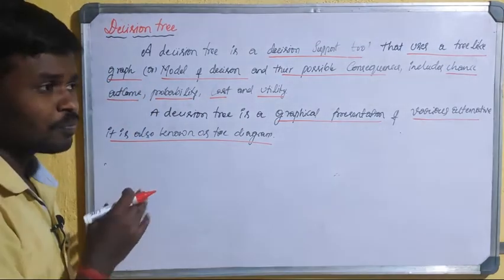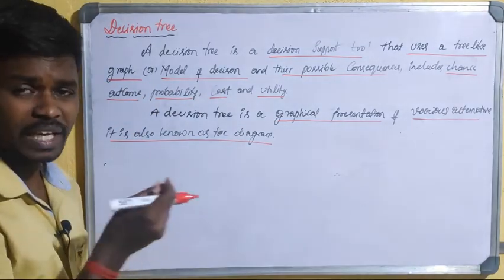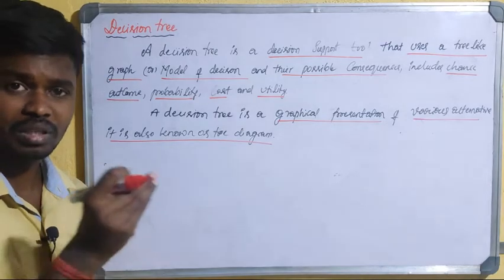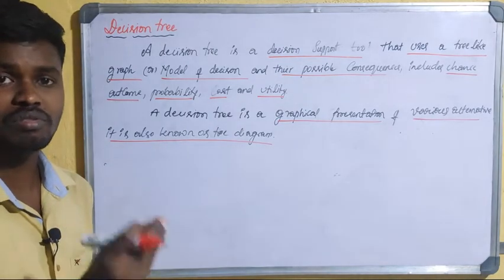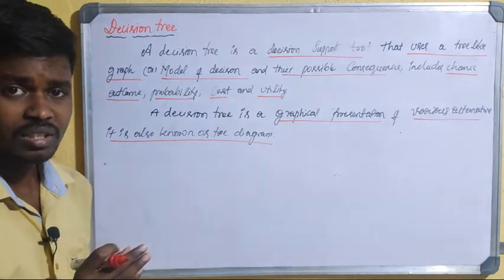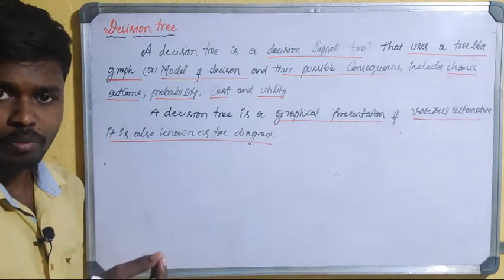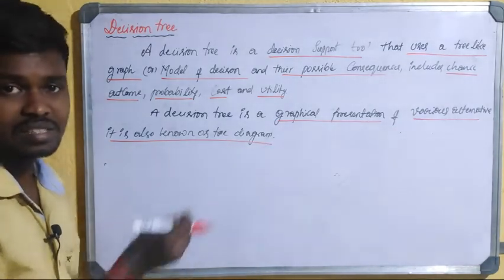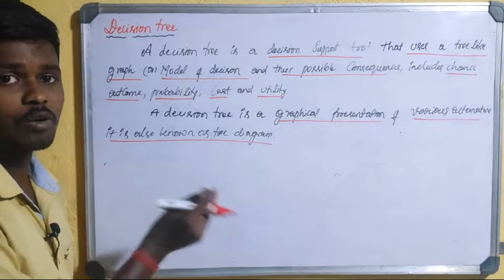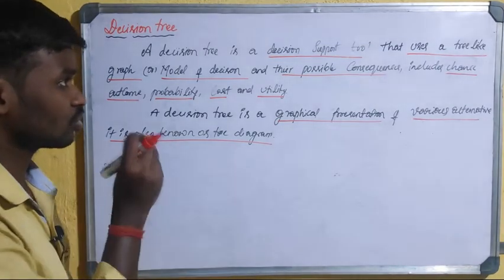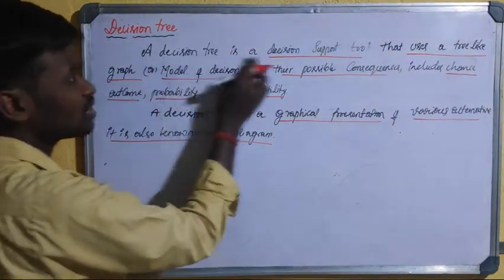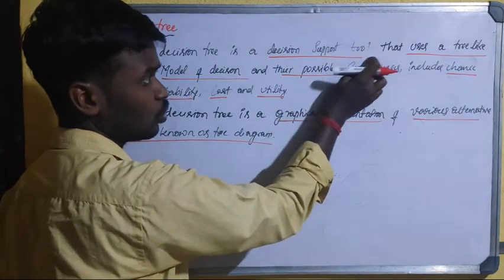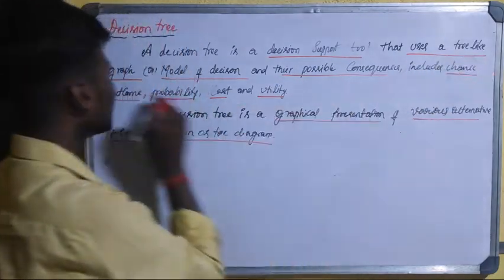In this concept, to take the necessary decision about a particular activity or operation of the business organization, first the alternatives are represented in a tree-like structure. Based on that we have to take the necessary decision. A decision tree is a decision support technique or a tool that uses a tree-like graph.